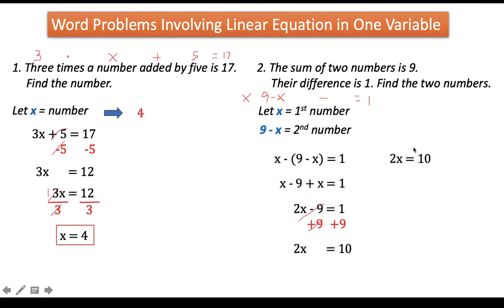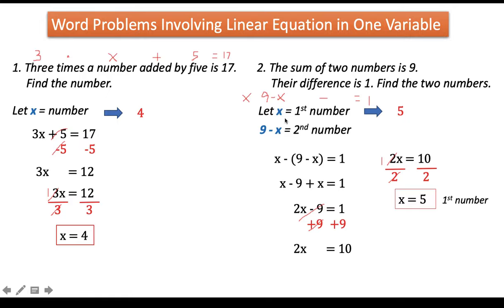Then in 2x equals 10, to finally isolate x, we can apply the division property of equality, that is by dividing both sides of the equation by 2. So 2 divided by 2 is 1. 1 times x is x. Then on the right side, 10 divided by 2 is 5. So this 5 is the value of x. And this x is the representation of the first number. Therefore, our first number here is 5.